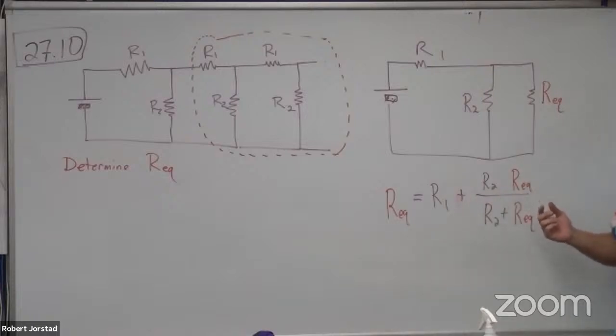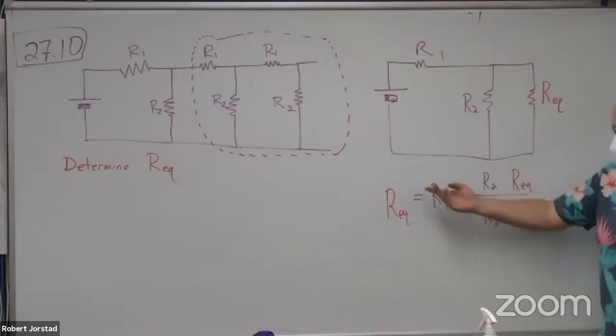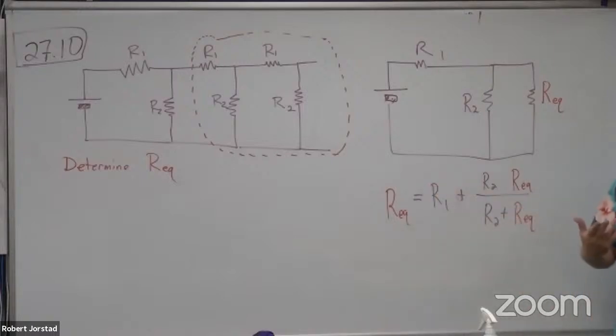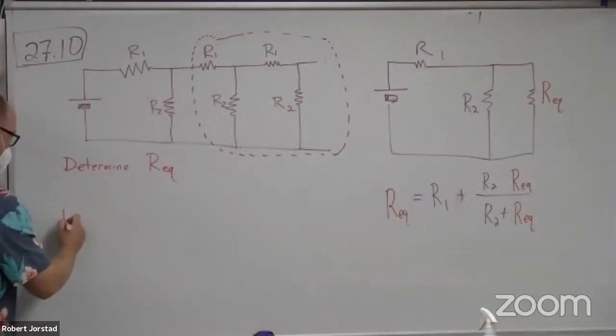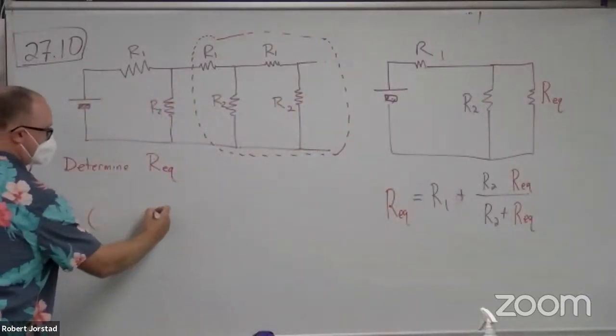What type of equation is this? Quadratic. Multiply this across, don't you get REQ squared terms? Pop that over there. Don't forget REQ times R.